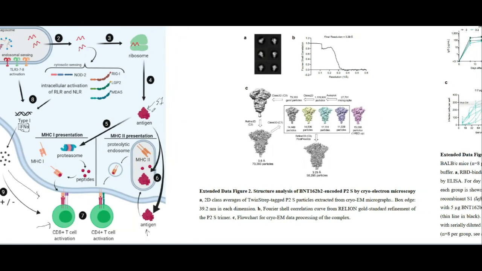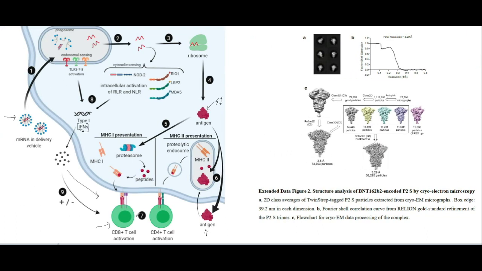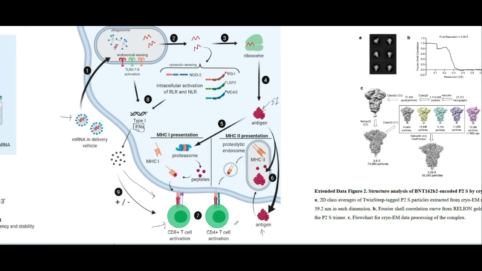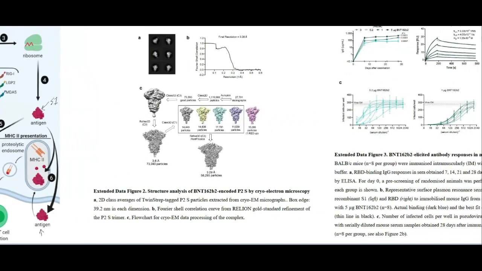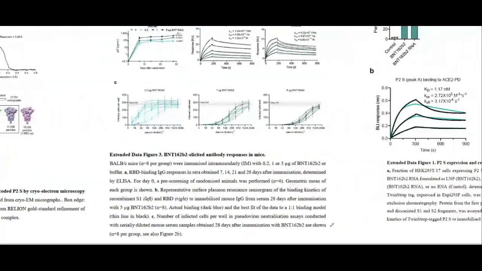And so that gives us our antigen, which the white blood cells can then present on their surface on the MHCs, the major histocompatibility complexes, for other white blood cells to then sense and start mobilizing an immune response. And so this is also from the paper.